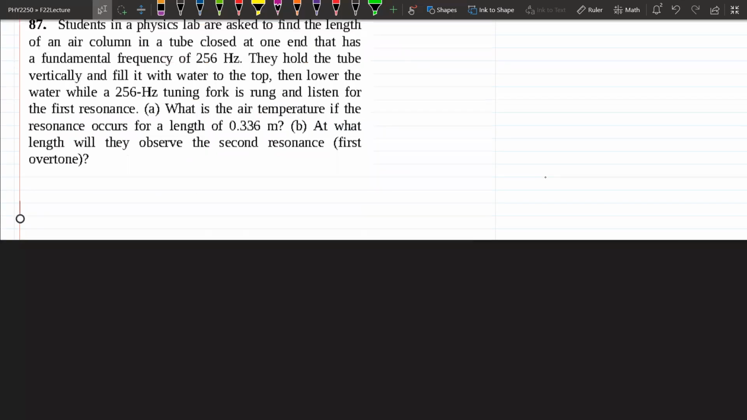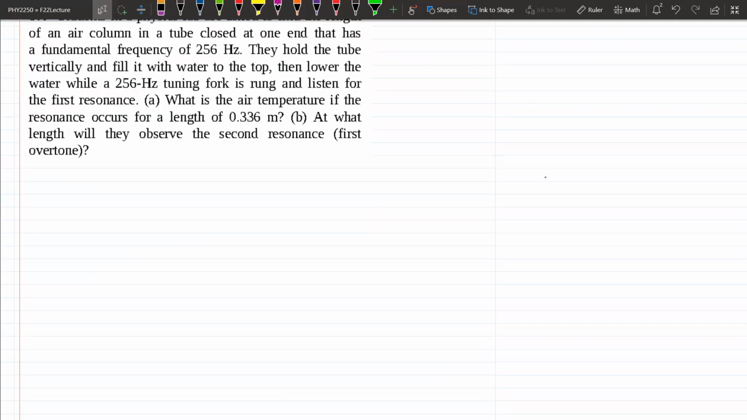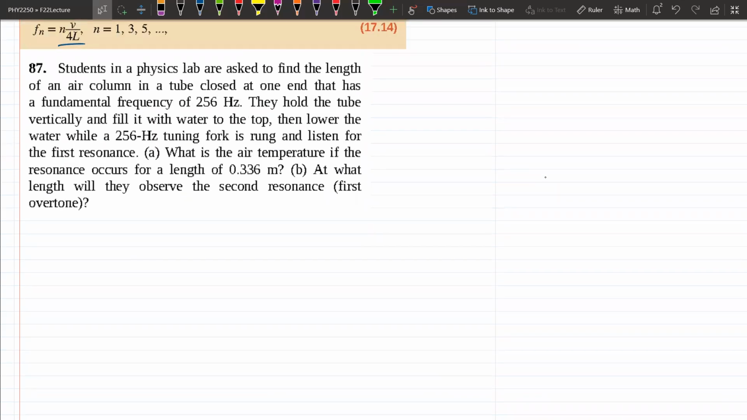What we're going to do is actually use a tube of water to measure the temperature of the air. Let's see how this can work. We have a physics student like yourself, and we found that there's an air column tube, closed at one end, but open on the other end.